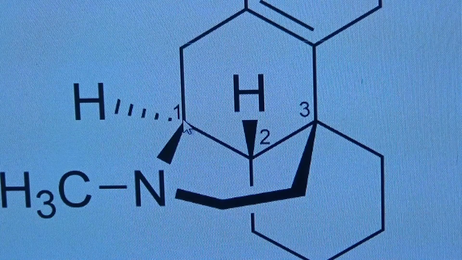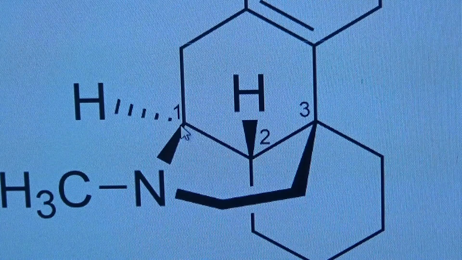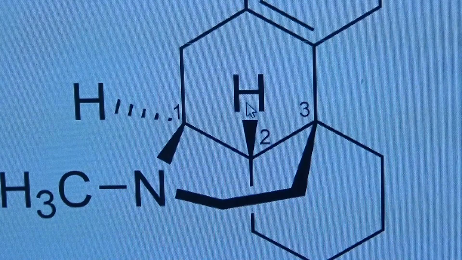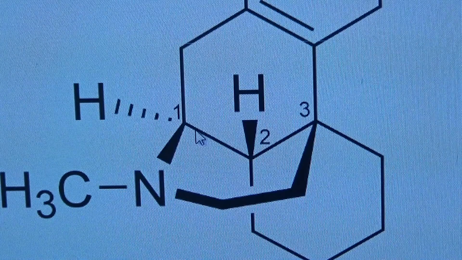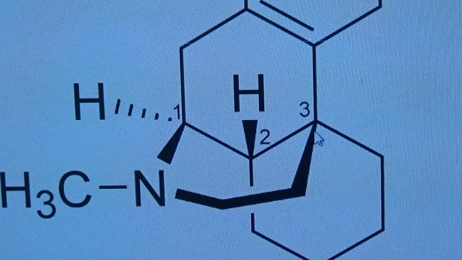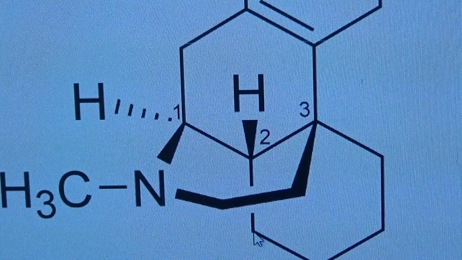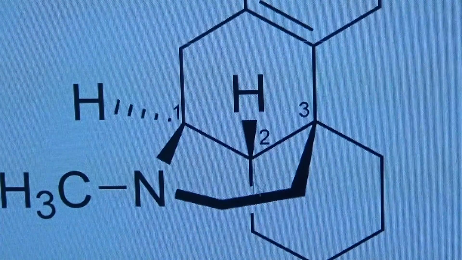Remember, the atomic number always wins. So nitrogen is a higher atomic number than carbon. So this is going to be A. Here's D. Here is A. Okay, so we got D and A. Now who's B and C? A carbon with 3 carbons on it, or a carbon with 1 carbon on it? Who's going to be B? This is going to be B.